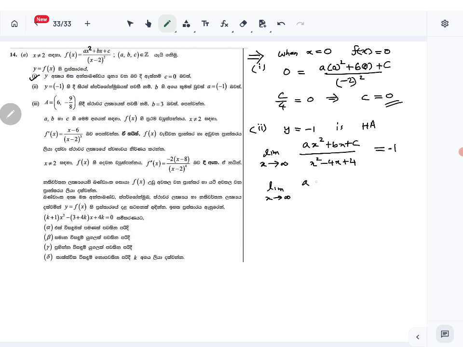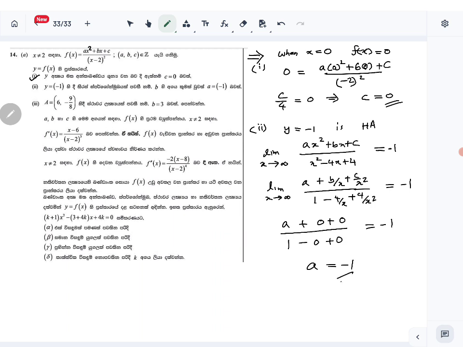You can divide each term by x squared. So a plus b over x plus c over x squared, over 1 minus 4 over x plus 4 over x squared. This is going to be equal to minus 1. So apply the limit. All these terms go to 0. So a over 1 minus 0 plus 0 equals minus 1. So a is equal to minus 1, right? So that part is also done.